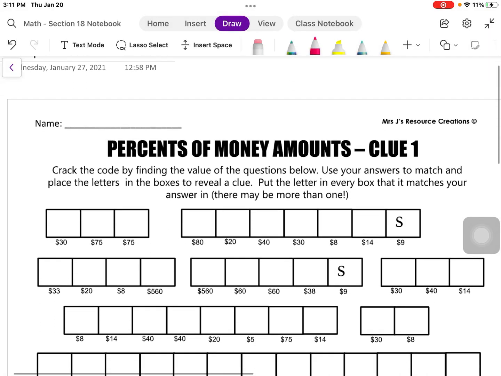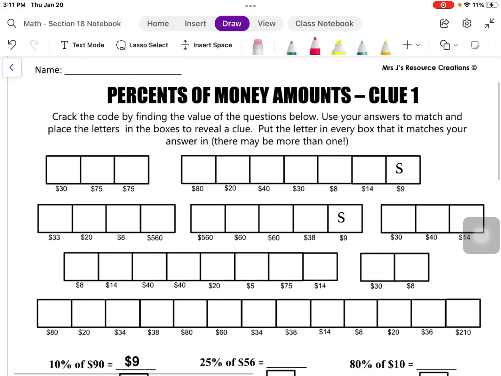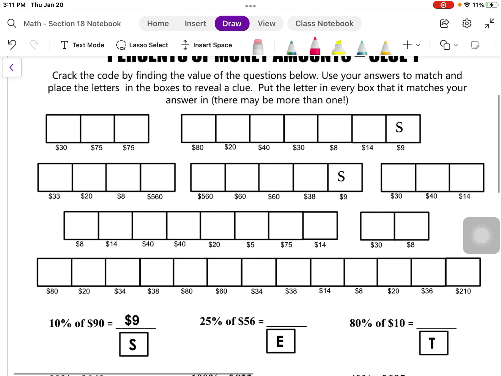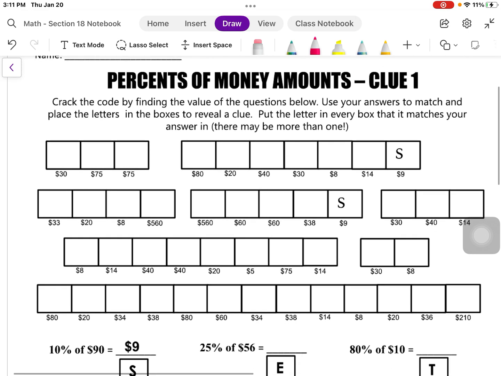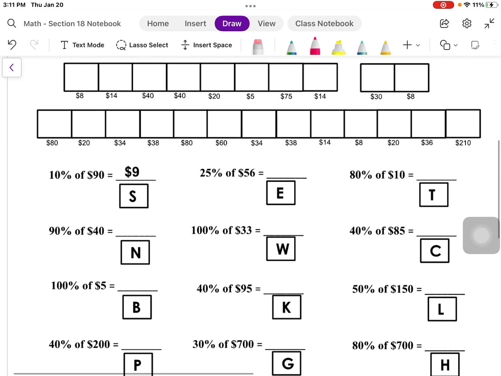This video is to help you get started on your clues for Pickpocketing Pirate, if you need help and you're not quite sure what to do on each clue. Clue 1 says crack the code by finding the value of the questions below. Use your answers to match and place the letters in the boxes and reveal a clue. Put the letter in every box that matches your answer, and there may be more than one.